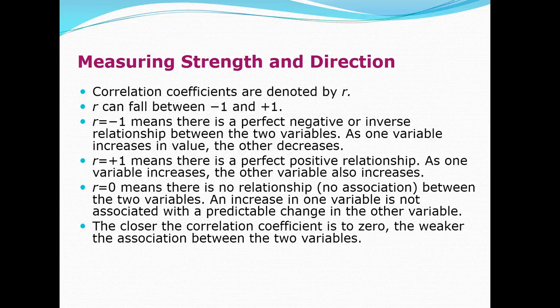I've already discussed what 0 means. It means that there's no relationship, there's no association between the two variables, and that is where we start. And then it is prudent then to say that the closer the correlation coefficient is to the 0 value, then the weaker the association exists between the two variables.